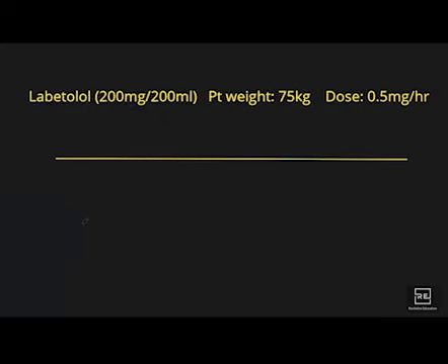So our next example is labetalol, 200 milligrams in 200 mLs with a patient weight of 75 kilos and a dose of 0.5 milligrams per hour. Now, a lot of people would stop right here and say, well, this is really easy mental math. You have 200 milligrams in 200 mLs, which is the same as 1 milligram per ml. And if I'm running at 0.5 milligrams an hour at 1 milligram per ml, I'm going to run at 0.5 mLs per hour.